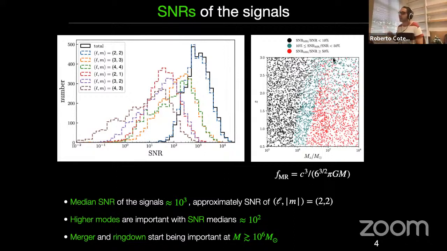I define the merger-ringdown as starting from the frequency of the Schwarzschild ISCO, this frequency here, as is commonly done in the literature. So you can see in this plot that the black points are those for which the merger-ringdown is not that important for the full signal. In fact, its contribution to the SNR is less than 10%. This is true for binaries around 10 to the 5 solar masses, but you can see that the more you go to higher masses, and in particular starting around 10 to the 6 solar masses, the more the merger-ringdown is important. At some point it is the dominant part, as you can see in the red dots.